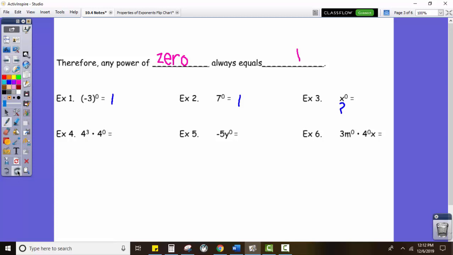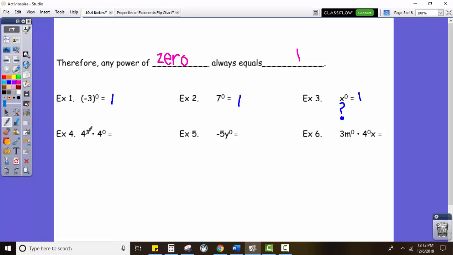Now you might be thinking, we don't know what x equals, but it really doesn't matter. No matter what number I put in for x, it's to the power of 0. And anything to the power of 0 equals 1. Now, example 4, 5, and 6, there's some operations involved here that we have to look at before we take care of the power of zeros.